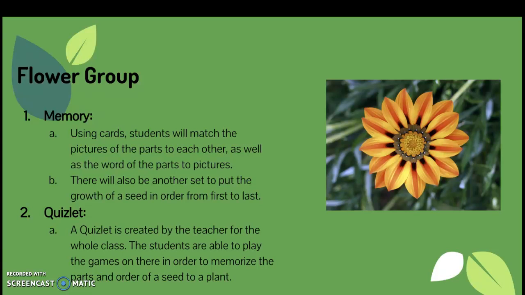And they can also do a Quizlet, which is created by the teacher, and the students are able to play games on there, like memorization or flashcards, things like that.